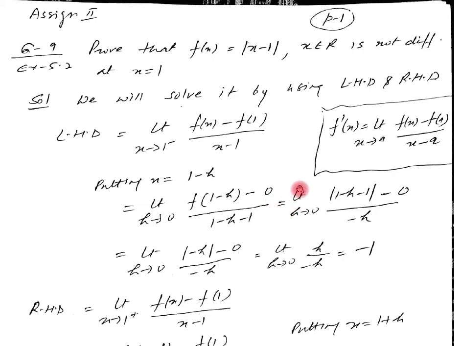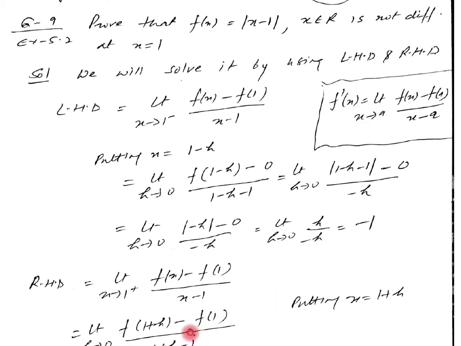Simplifying here, limit h tends to 0. Now f(1 minus h) is modulus of 1 minus h minus 1. Putting this value here, minus, as earlier we have seen, f(1) is 0, upon minus h. Then simplifying this expression, we get limit h tends to 0, modulus of minus h minus 0 upon minus h. Now modulus of minus h is h, upon minus h. Then it becomes equal to minus 1. So the value of the left hand derivative is equal to minus 1.